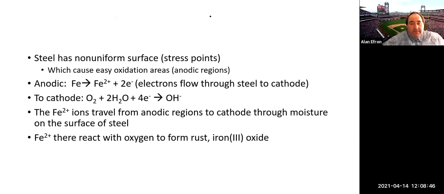Rust occurs in a couple of processes. First, the iron gets oxidized to iron 2. Electrons flow through the steel to the cathode. Here the oxygen is acting as the cathode, gaining those electrons, and then the iron 2 gets further oxidized to iron 3 oxide, and we make that rust. There are a lot of non-uniform spots on steel that make for really good pockets for this process to occur, for moisture to sit in there and allow that oxidation and corrosion to occur.